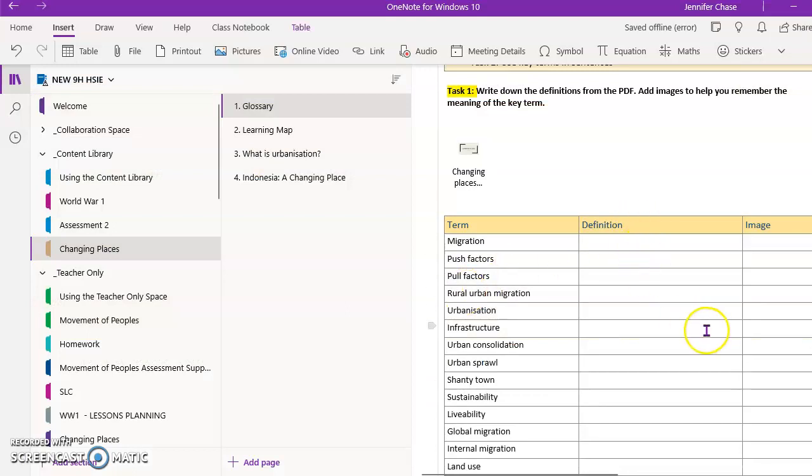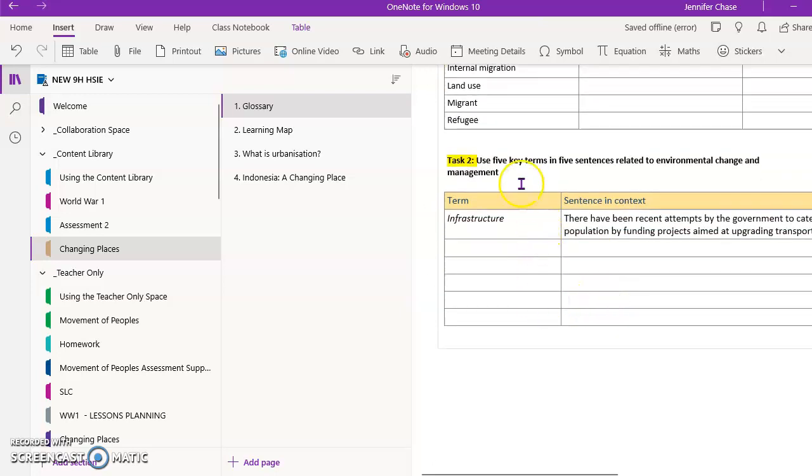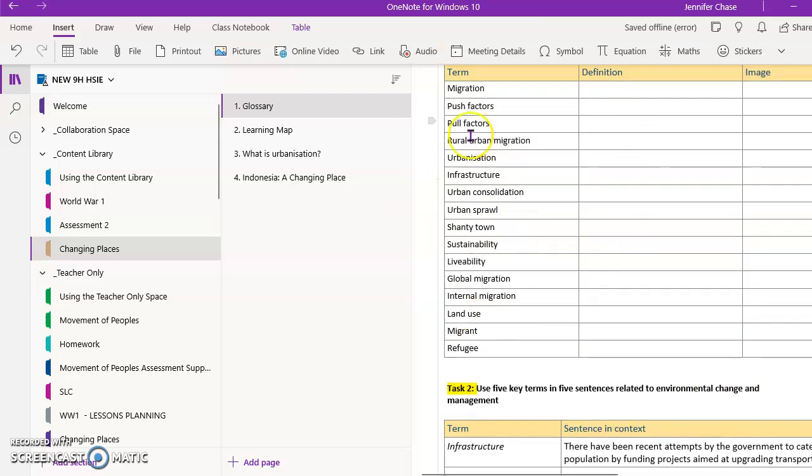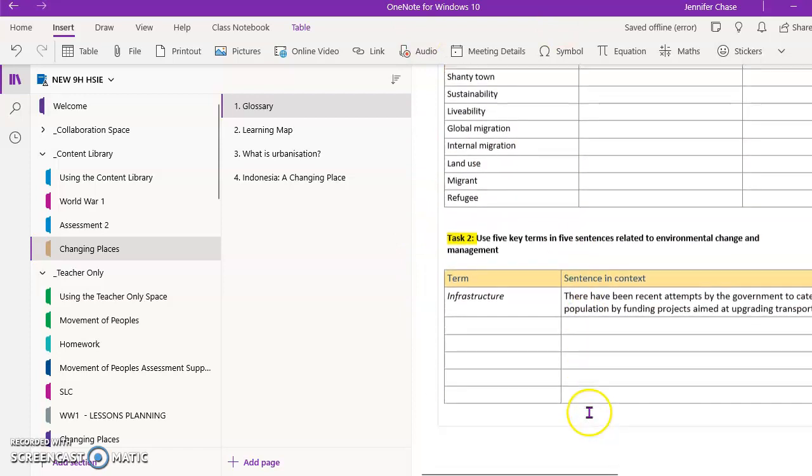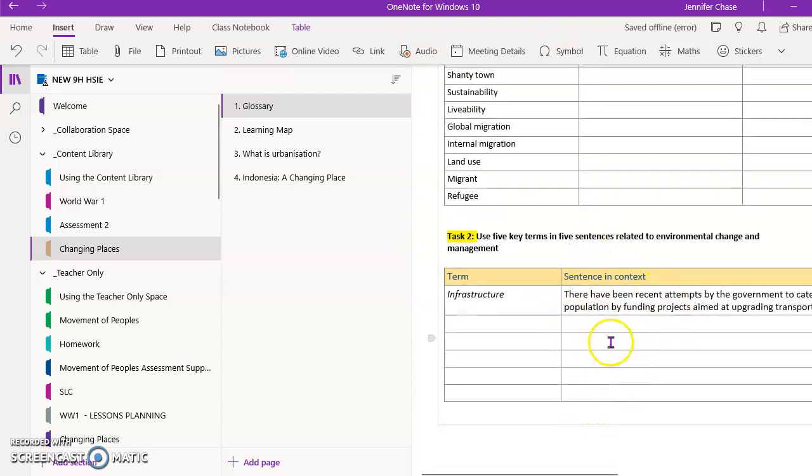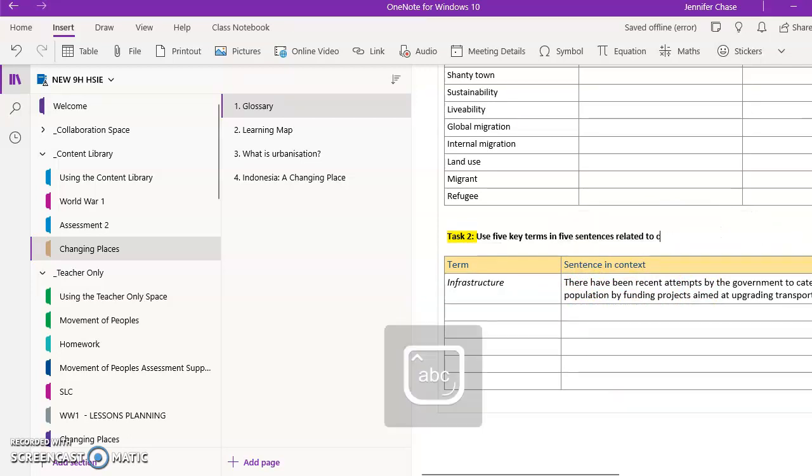So make sure you've written the definition in here and go and add an image in to help you remember anything you need to. Once you've done that, what I want you to do is to choose 5 key terms from up here and put them in a sentence. I'll change that before I send it to you because that should say changing places, because that's our topic. Basically, I'm just asking you to try and use 5 of those key terms in context. So you're not just defining it, you're using it in a way that shows you've understood it.